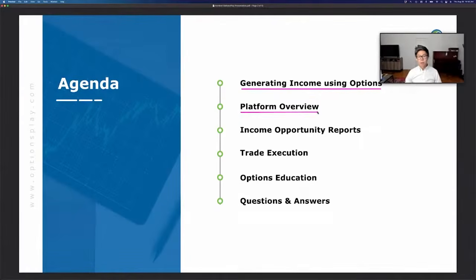Then we'll talk a little bit about the OptionsPlay platform overview to give you a sense for how you can utilize some of the tools that are available to you here in the Nordics in order to analyze the strategies that I'll discuss here today.